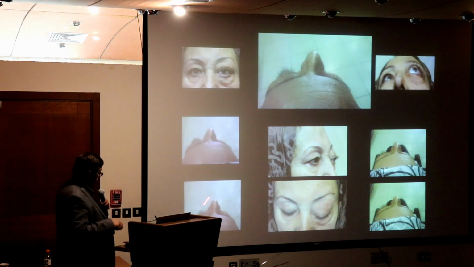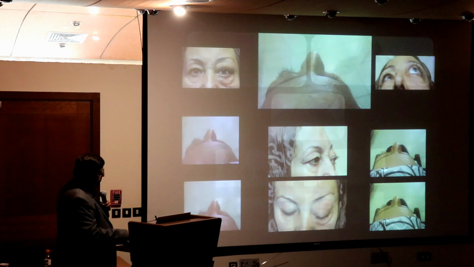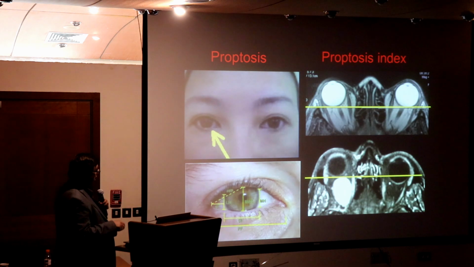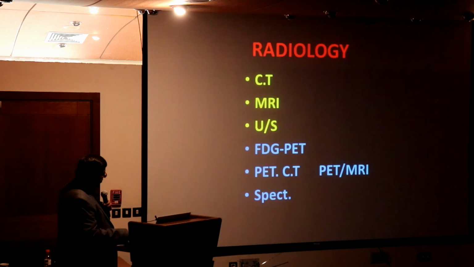So you can see the proptosis, you can see the eye movements, like this. Here, it is obvious, but if it was subtle, you will not see it. The only way to see it is from above. And there is the so-called proptosis index. You put a line from the back of the globe. Here, the line is not right, because this is going in the front.